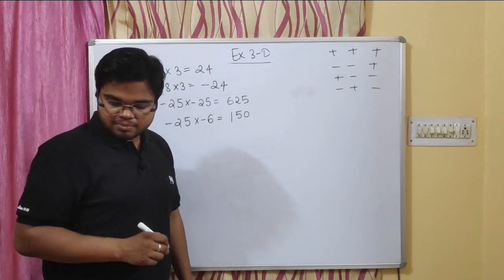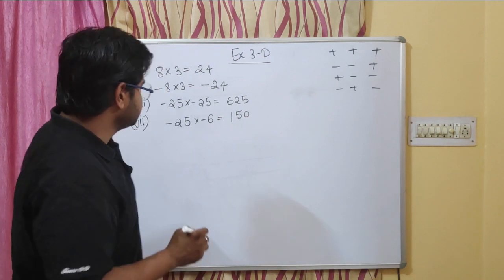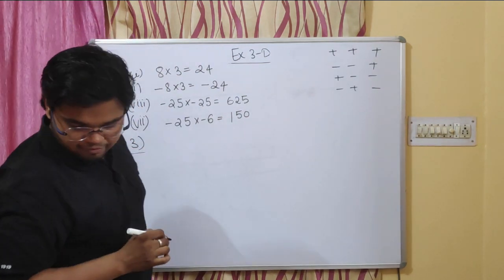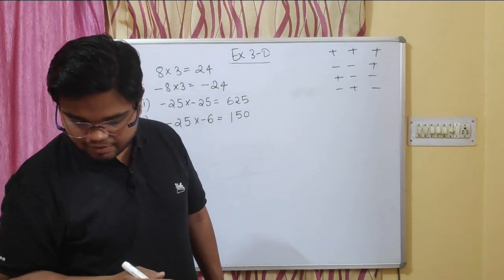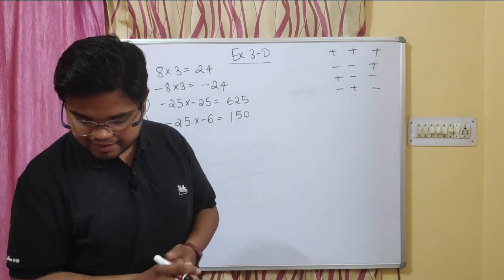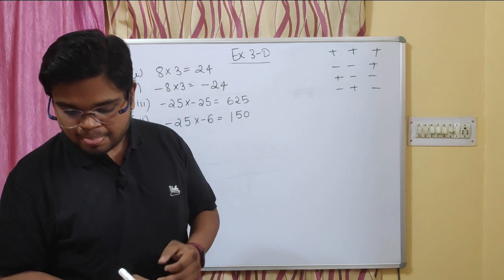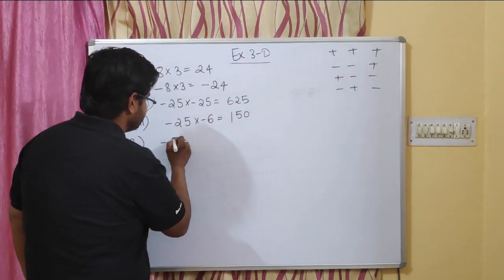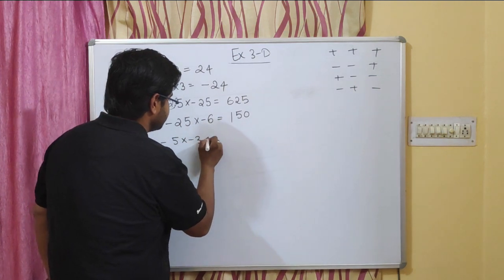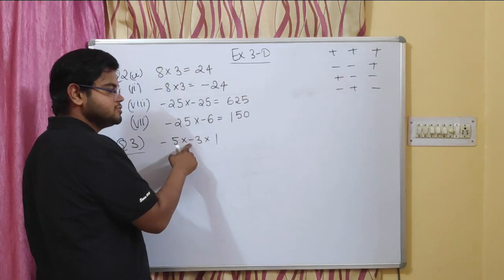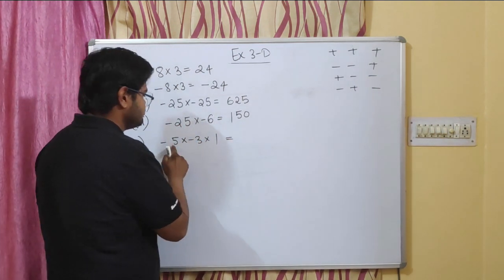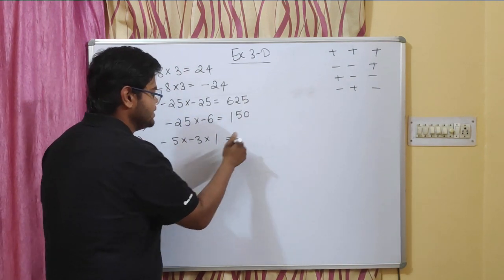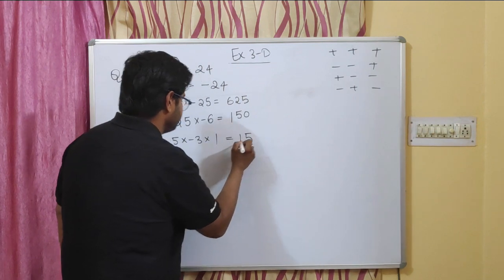Okay. Question number 3. In question number 3 you need to simplify, and in simplify you are just multiplying the integers. So the first part is minus 5 into minus 3 into 1. So minus minus will be plus. Okay, so 5 into 3 is 15, plus, 15 into 1 will be 15.